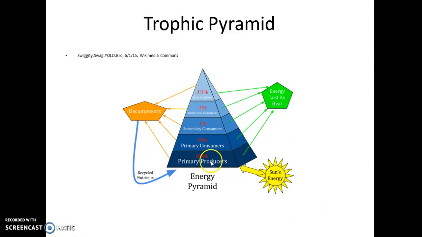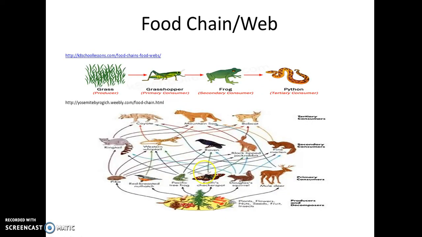Right here, primary producers. This is the trophic level, a little trophic pyramid. And here's a food chain in which the grass is eaten by the grasshopper. So the arrows go where the energy is flowing. The energy is flowing from the grass to the grasshopper.